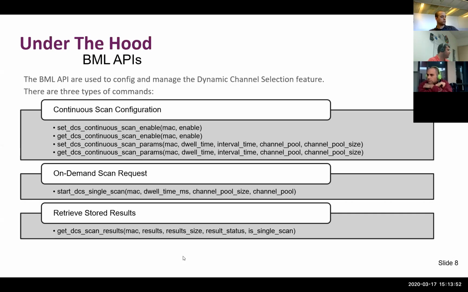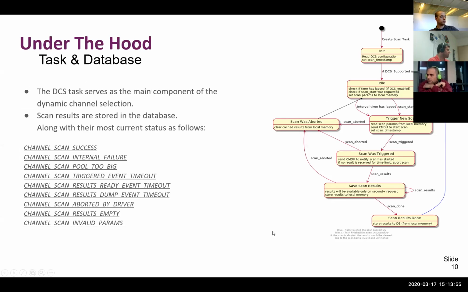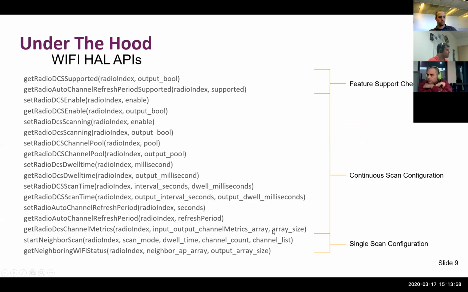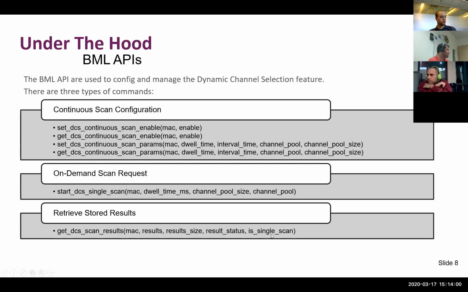And the last parameter here is single scan. Is single scan determines which result you're gonna get back, the ones for the single scan or the continuous scan, which are cached separately. This allows support for continuous scans and on-demand request simultaneously on the platform, because the results are cached separately and the channel pool can be different, etc.